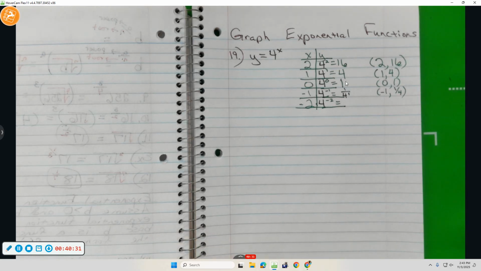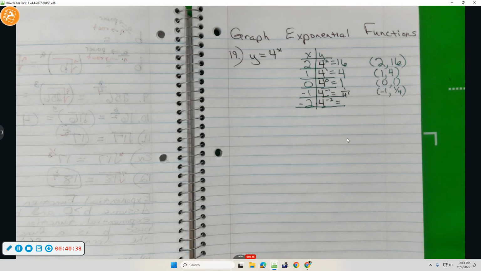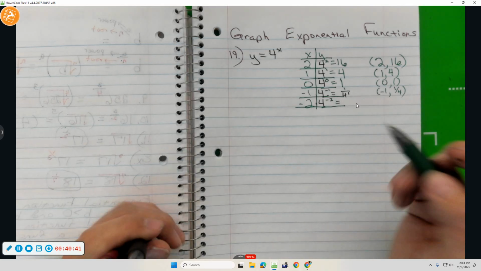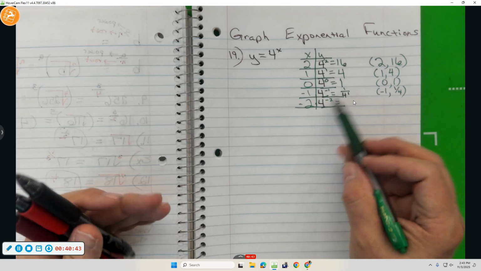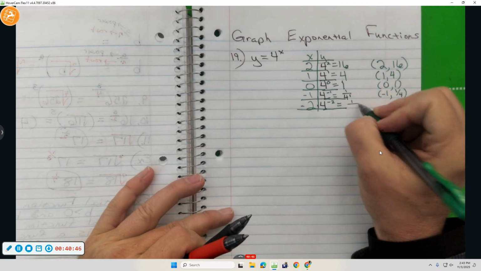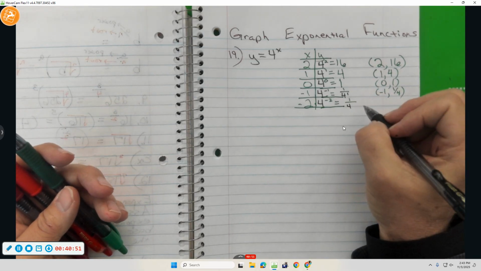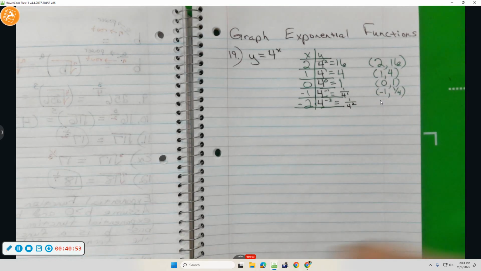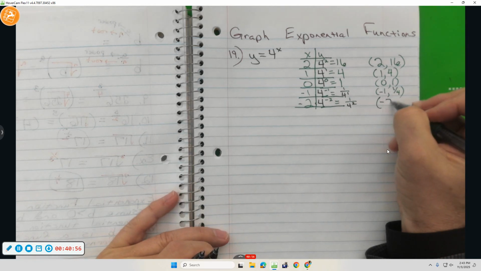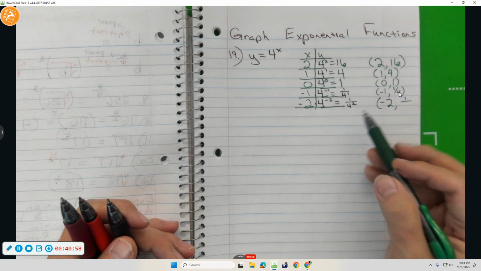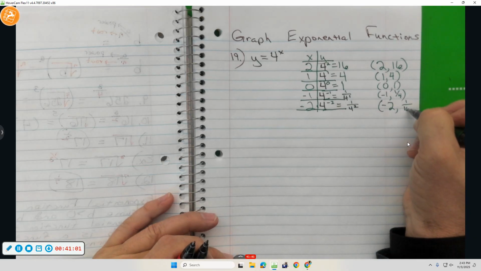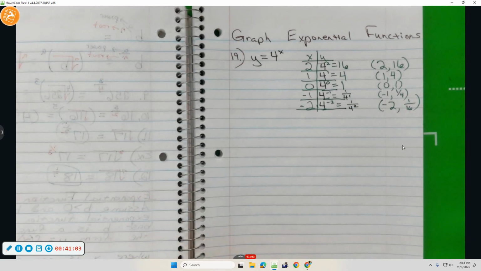Having seen that one, what about the next one? 4 to the negative 2 is 1 over 4 to the 2. What's that going to reduce to? It'll be 1 over 16. Any questions on our logic?